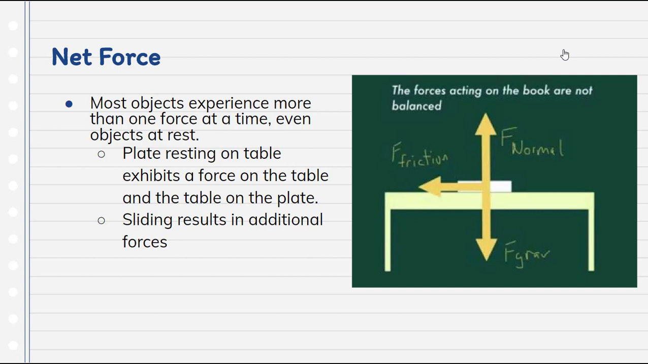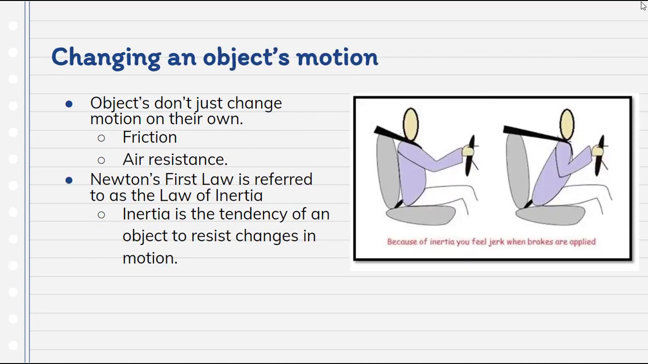So when we look at net force, it's not just as simple as an object at rest has no forces on it whatsoever, but rather we need to consider a variety of different forces that are taking place simultaneously. So let's look at changing an object's motion. Objects don't just change motion on their own. There has to be some type of other force that goes into effect in order to change the object's motion.